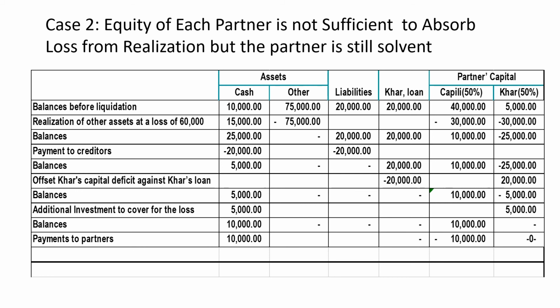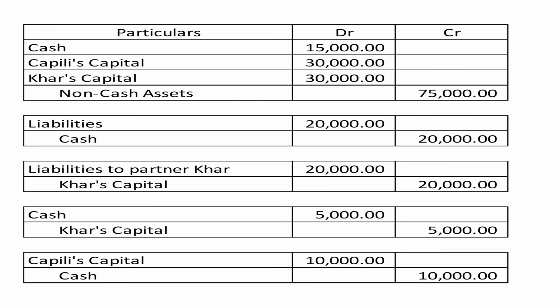So let's make an entry. What if the partner is insolvent? If insolvent, Kapili would now shoulder any negative balance. So let's make the entries first. For the selling of the non-cash asset, we receive cash 15,000, Kapili capital 30,000, car capital 30,000, non-cash asset 75,000. Next, for the payment of liabilities, we debit liabilities 20,000 and credit cash 20,000. Since we offset it from car's loan, we debit liability to partner car 20,000 and car capital 20,000. And take note, we know that car was still solvent, so we require car to make additional investments. So we receive cash 5,000 and car capital 5,000. Then whatever remains would now be received by Kapili's capital. So we debit Kapili's capital 10,000 and credit cash 10,000.